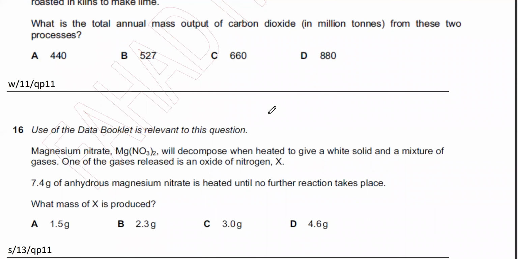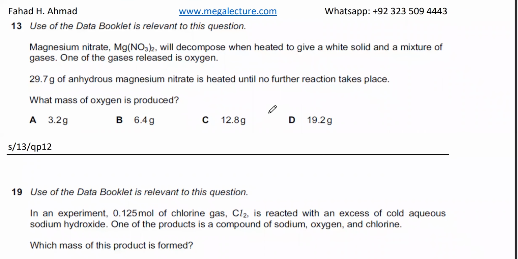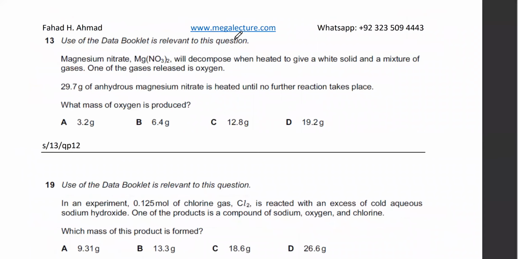So coming back to the question that we were on, let's try and do this one. Again, it's a simple question. You've got magnesium nitrate. It will decompose when heated to give a white solid. So I'm just going to guide you quickly, without solving this. We'll just skip the easy questions now. Remember, nitrates decompose, they produce magnesium oxide plus NO2 plus half O2.